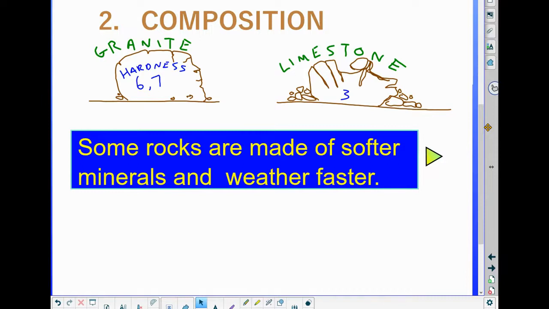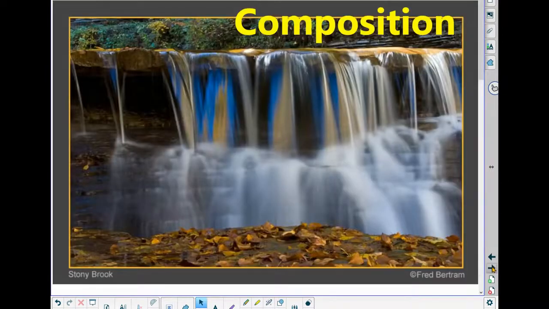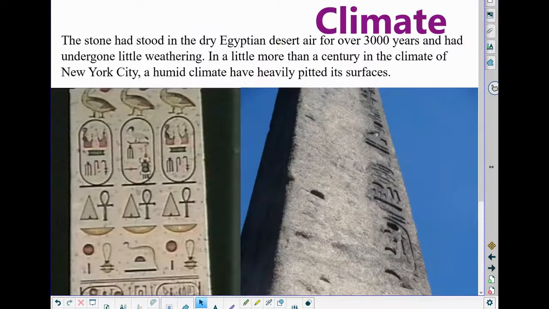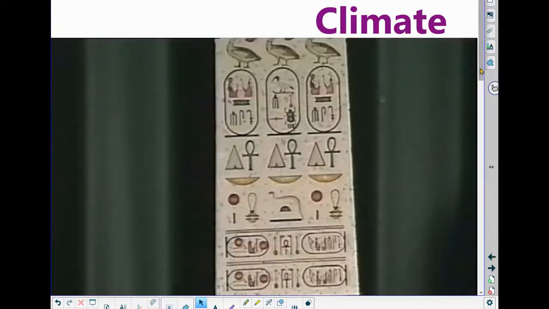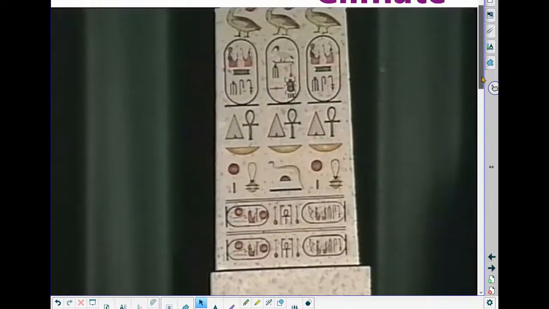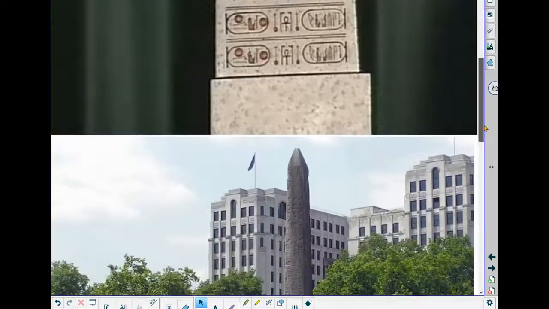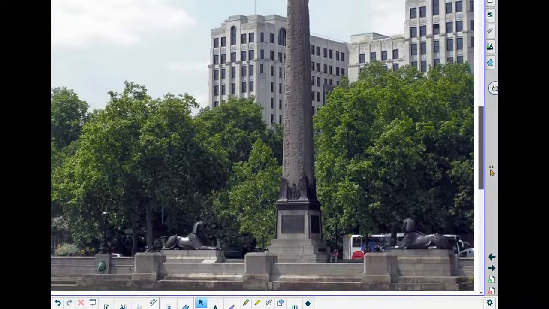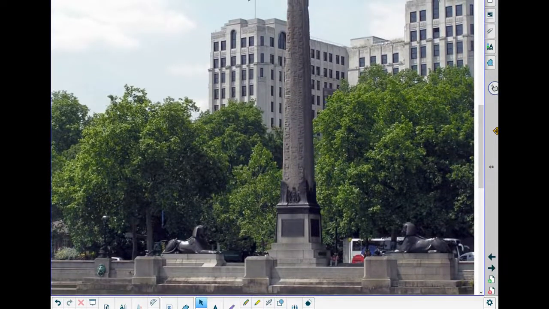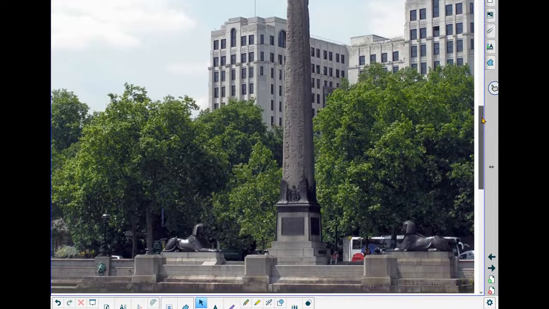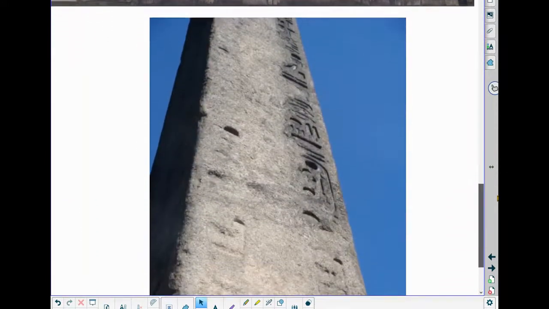And finally, the third factor is the climate that the rock is in will affect how fast it weathers. So here we have a picture of an obelisk. We can see ancient Egyptian hieroglyphics written on here. One of these obelisks was taken from Egypt and brought to New York City. You can go to New York City now and go find Cleopatra's Needle is what it's called. When you look closely at this Cleopatra's Needle, it is well worn.